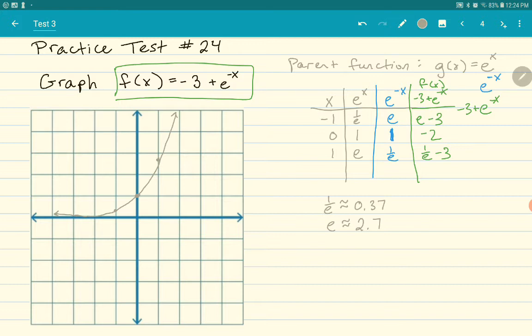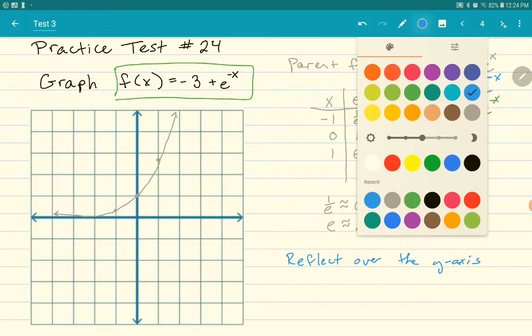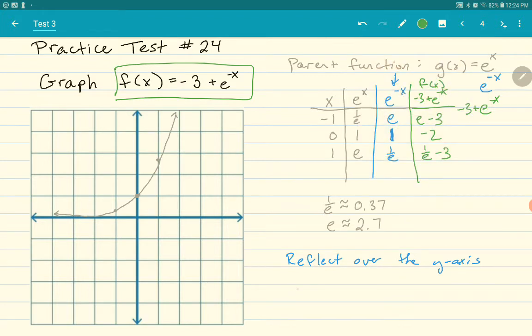I know that I want to take that gray function and I want to reflect, so doing the negative x's, I'm reflecting over the y-axis. All the positive x's turn into negative, all the negative x's turn into positive. And then I want to take that gray graph and shift it down 3 units. That's my -3.